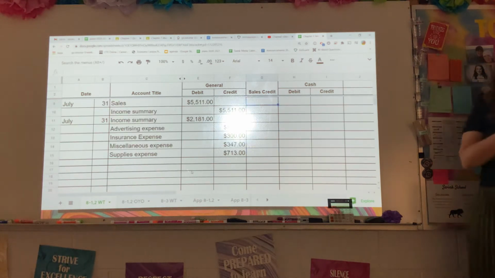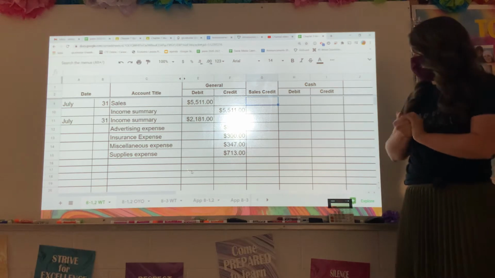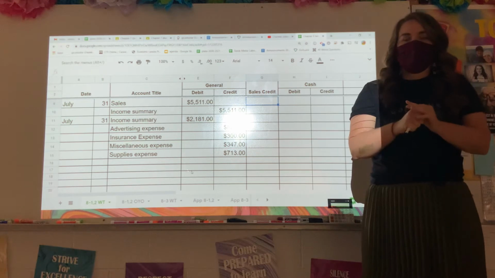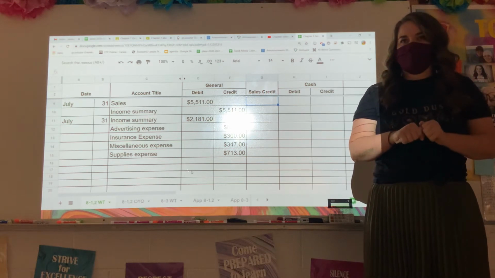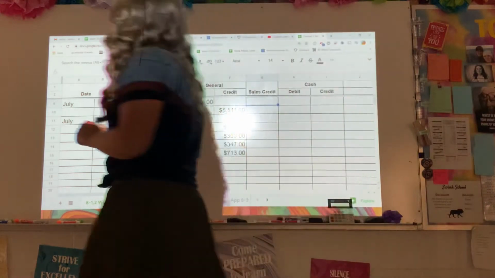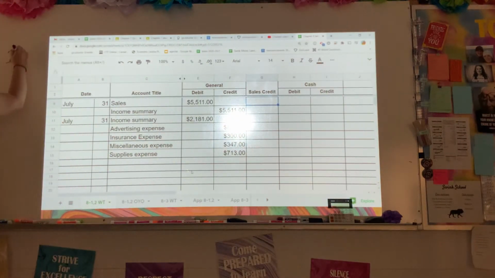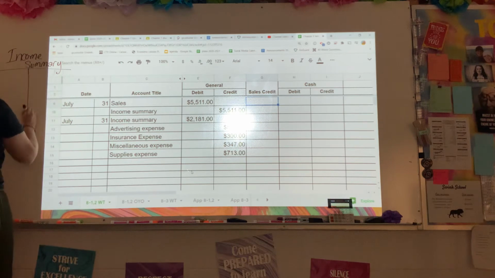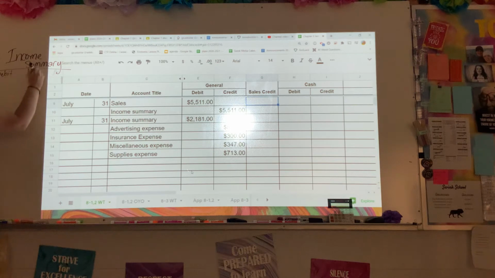Where did we close both of these out to? Income summary. Okay, so I'm going to take you all the way back on a journey to the very beginning. Do you remember T accounts? Yeah. T accounts, okay. So let's create a T account for income summary. Okay, so what's on my left side? Debit. And then this side is credit. Okay, so we just accounted for sales and expenses by affecting income summary.